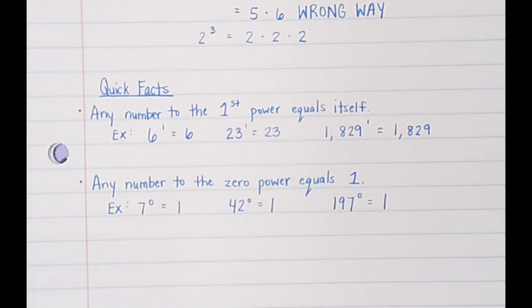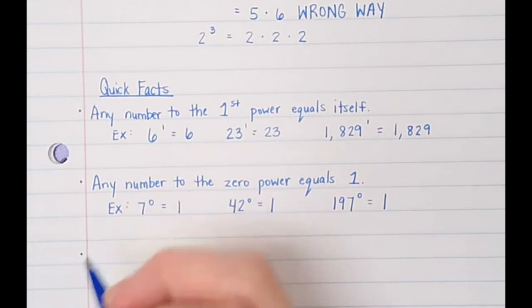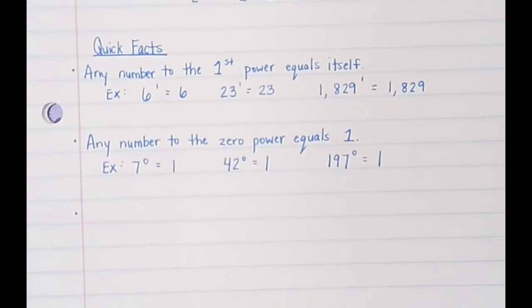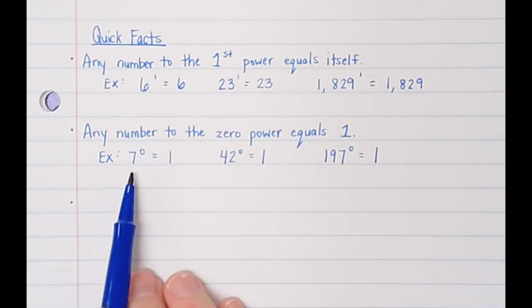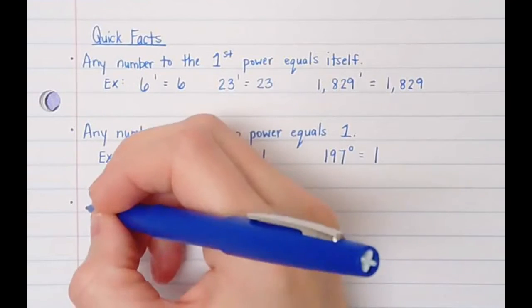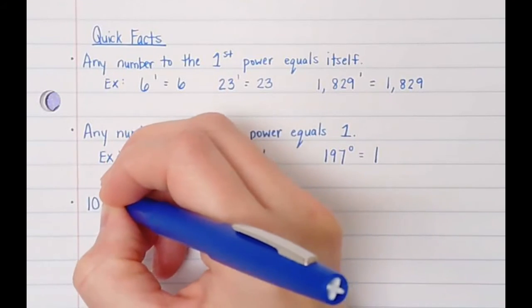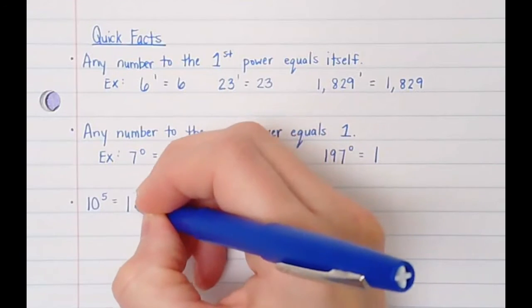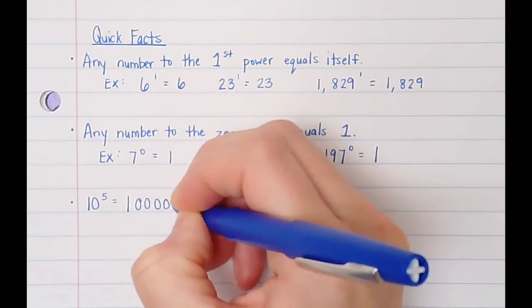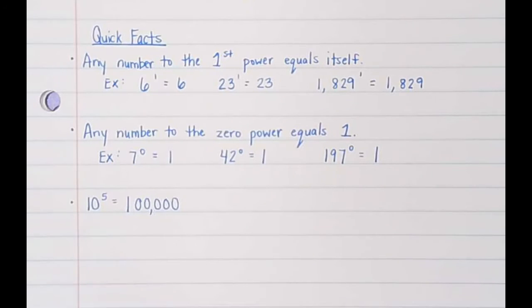Okay? And now this next one, sometimes I hesitate telling students this because they get it mixed up with other things. This only works if your base is 10. So it only works if this number right here is a 10. So if your base is a 10, and let's say my exponent is a 5, then I put a 1, and then that exponent tells me how many zeros I need to put. So I would put 1, 2, 3, 4, 5. So 10 to the 5th power equals 100,000.